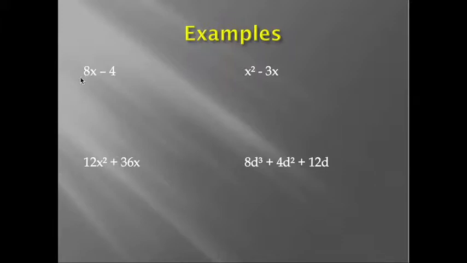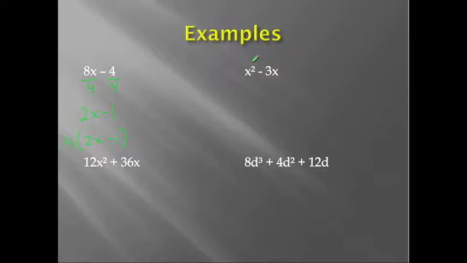8x minus 4. So, I first need to find my GCF. My GCF is 4, so I'm going to divide both terms by 4. So 8x divided by 4 is 2x, and negative 4 divided by 4 is negative 1. So this is my quotient. So I need to rewrite with my GCF and then my quotient. So I will have 4, parentheses, 2x minus 1 for my answer.